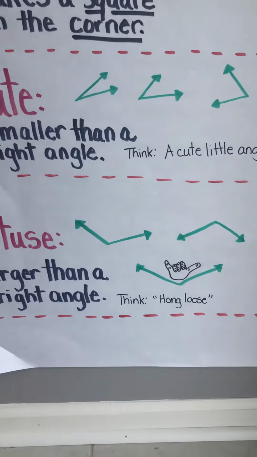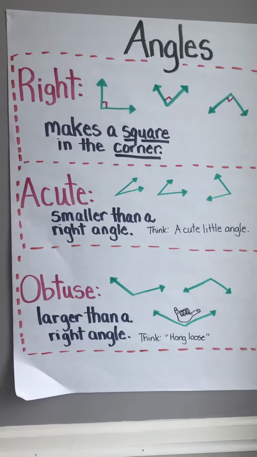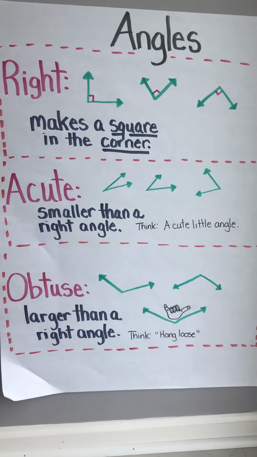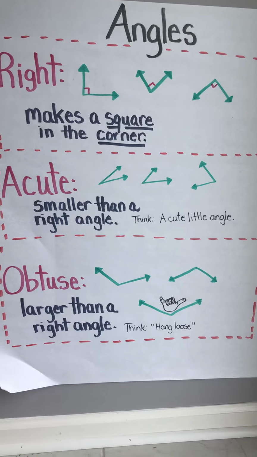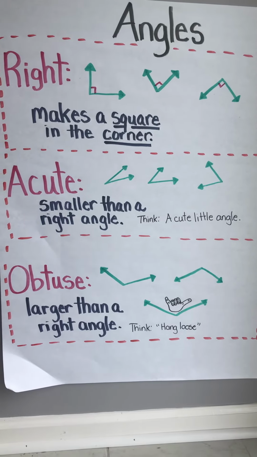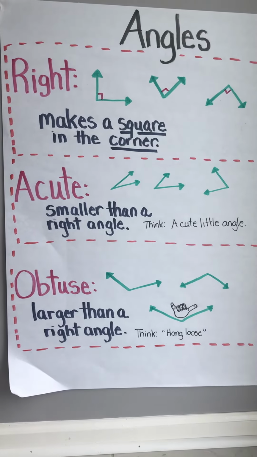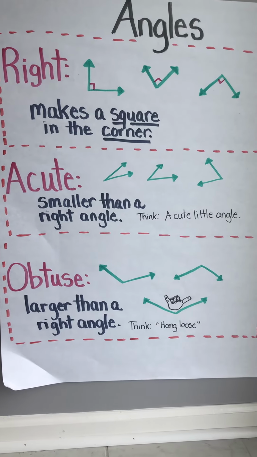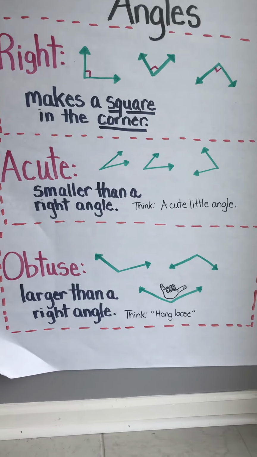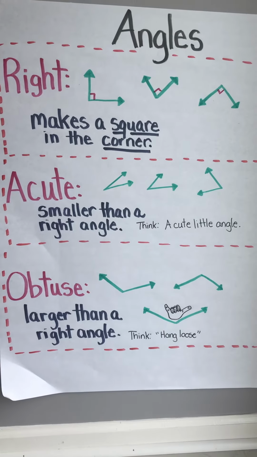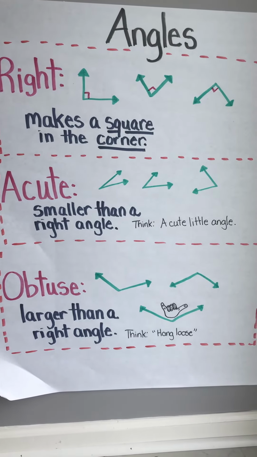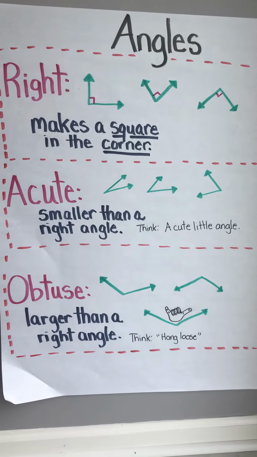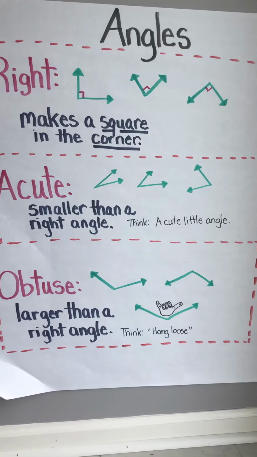All right, so those are the 3 major angles that we will talk about in chapter 12. Right angles, you can make a square corner. It's 90 degrees if you were to measure it with a protractor. Acute angles are smaller than a right angle, and it says think of something that's cute and little. And then the word obtuse means that those angles are larger than a right angle. So those are the 3 major angles that we did today in the Go Math.